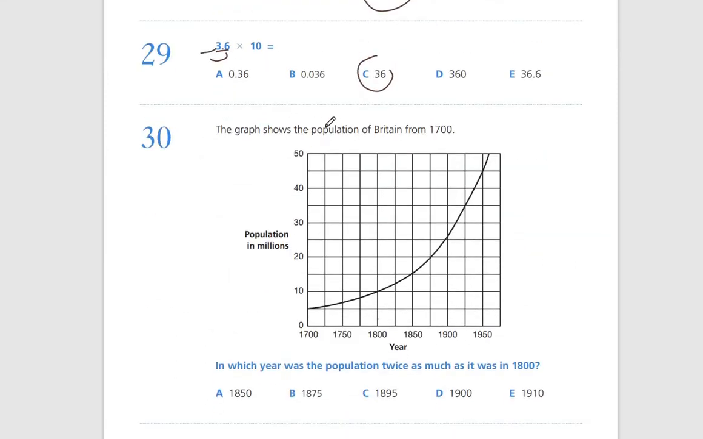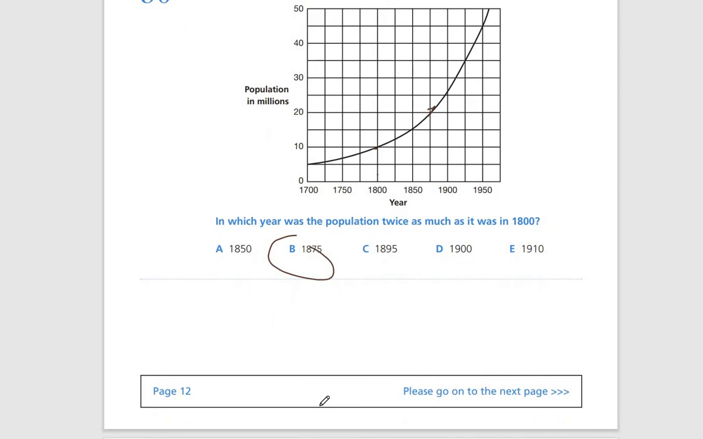The graph shows the population of Britain from 1700. In which year was the population twice as much as it was in 1800? In 1800 it was 10. Then we need to look at twice as much, which will be 20, and find which year is 20. It is here, between 1850 and 1900, and that will be 1875. This is B.